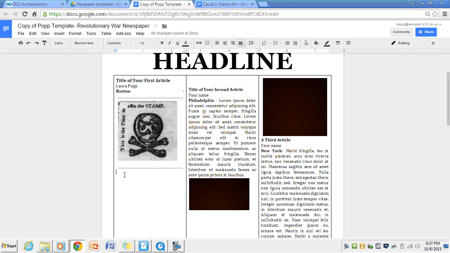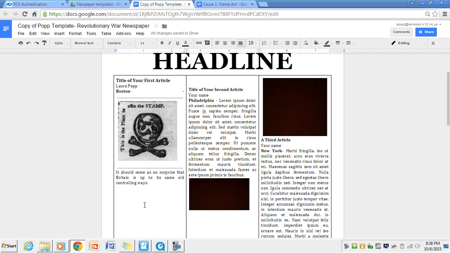My first sentence, I want to hook the reader. I also want to kind of get my point of view across that I'm a patriot and I'm looking at Britain as the bad guy. So, it should come as no surprise that Britain is up to its same old controlling ways.